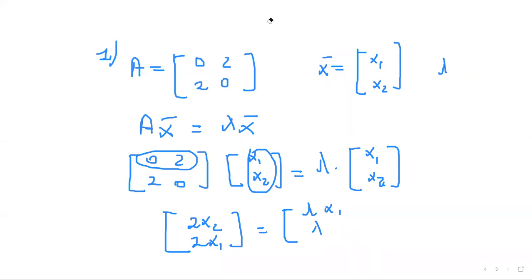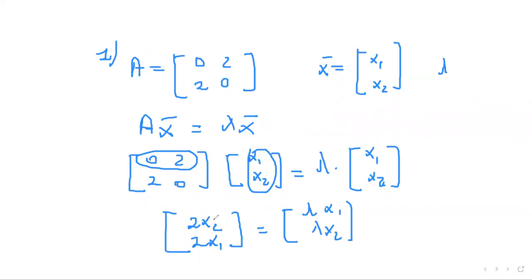So again, we get the equality of two vectors or two matrices. We know when we can call them equal: if they have the same size and if the corresponding components are equal. So you can see in this case 2x2 equals lambda x1 and 2x1 equals lambda x2.